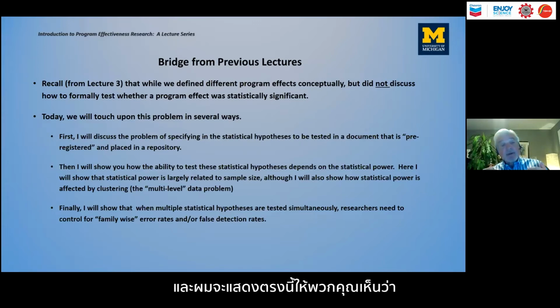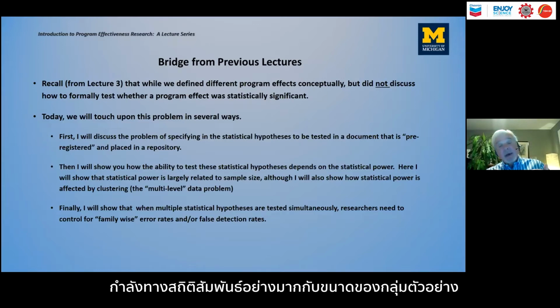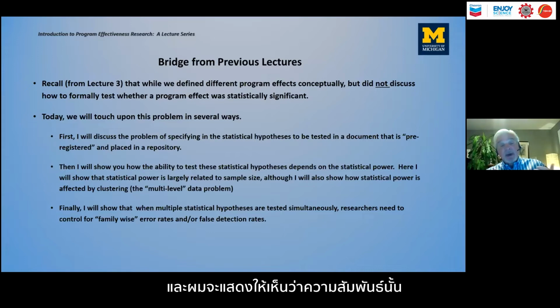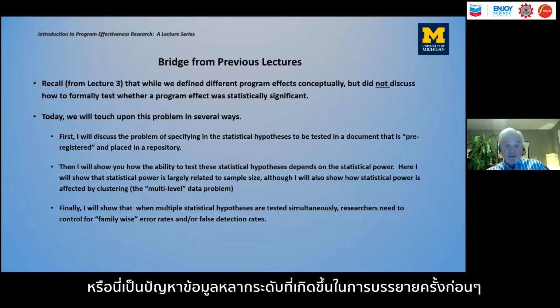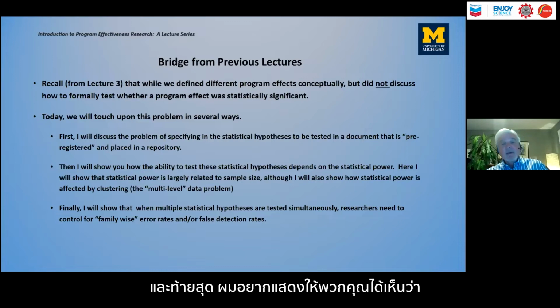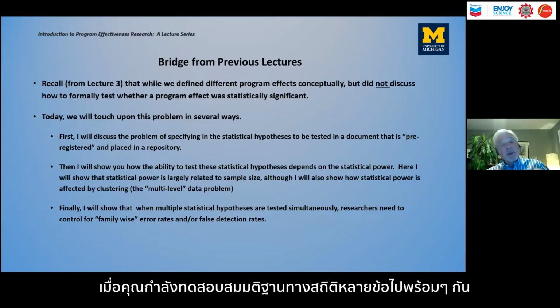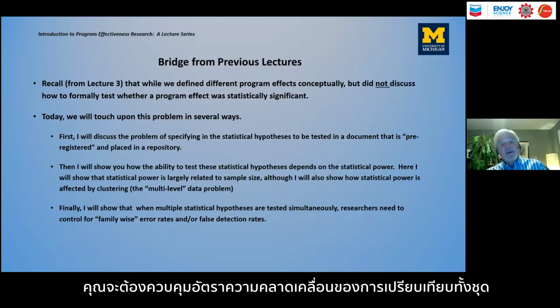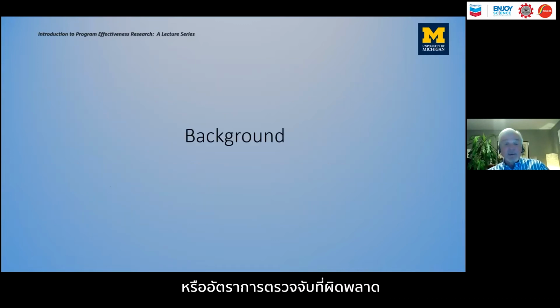And I'm going to show you here that statistical power is largely related to sample size. And I'm going to show how that relationship can be affected by clustering, or this is really the multi-level data problem that has come up in previous lectures. And finally, I want to show you that when you're testing multiple statistical hypotheses simultaneously, you're going to need to control for family-wise error rates or false detection rates.